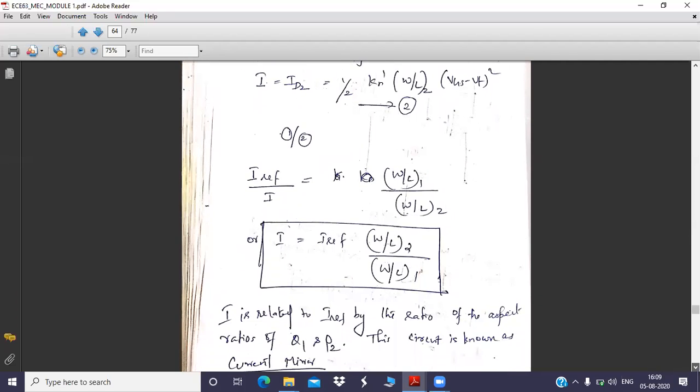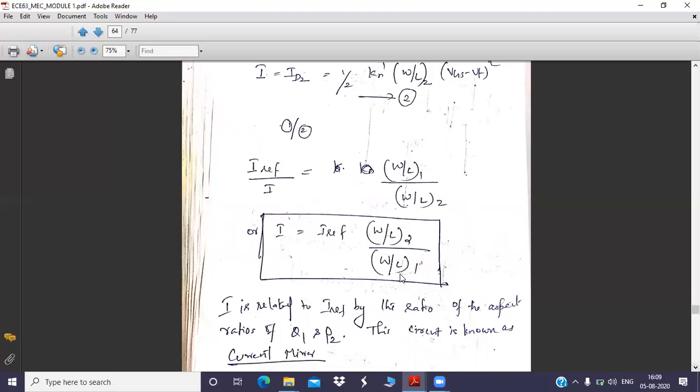Okay. Now, in what case does this I become IRF? I told you our intention was to make this IRF and I equal. Whatever you have designed IRF, how did you design IRF? By using R, isn't it? So by using R, you have designed IRF. And our intention was to make the output current the same as that of IRF. To make this, what do you have to do? Can anybody tell? These should be equal. I equal to IRF. So what do you have to do?